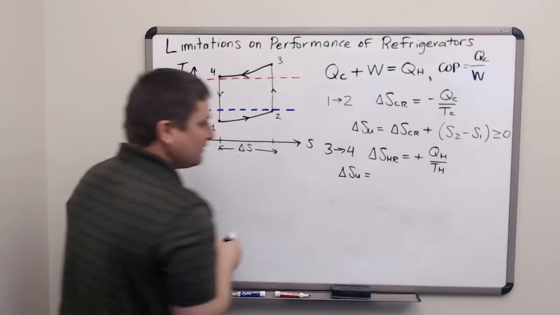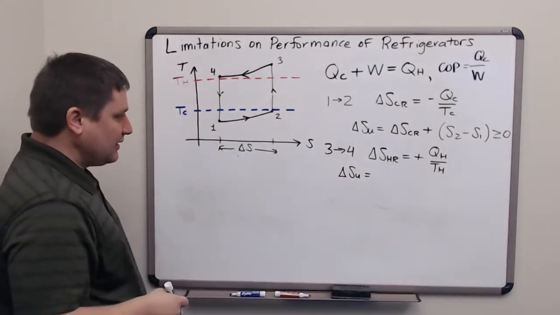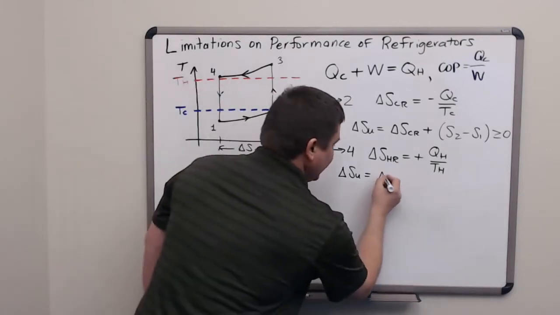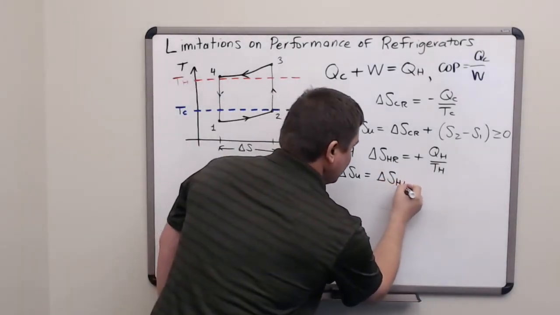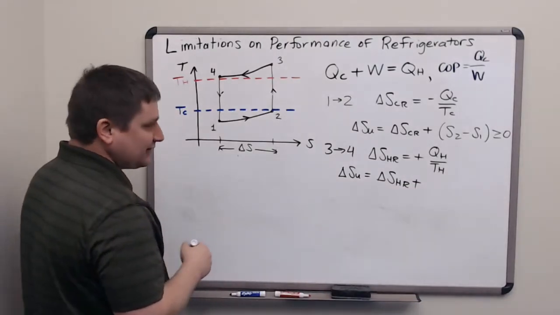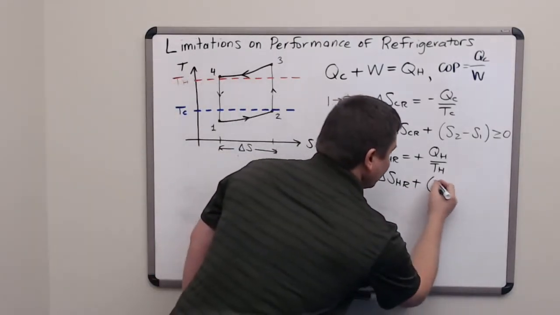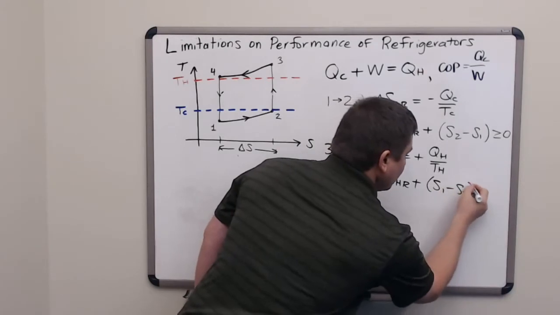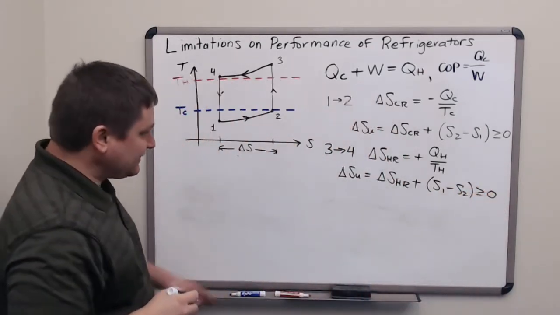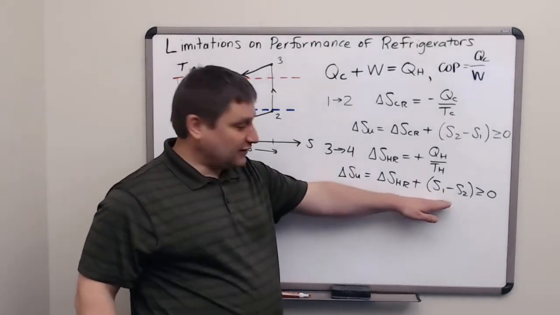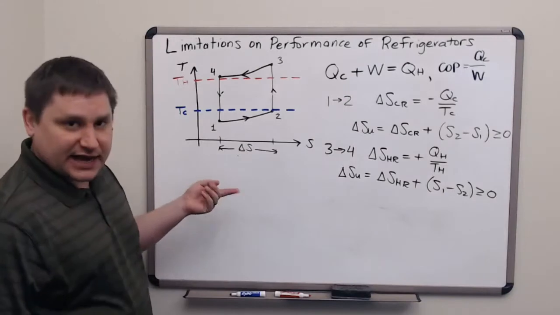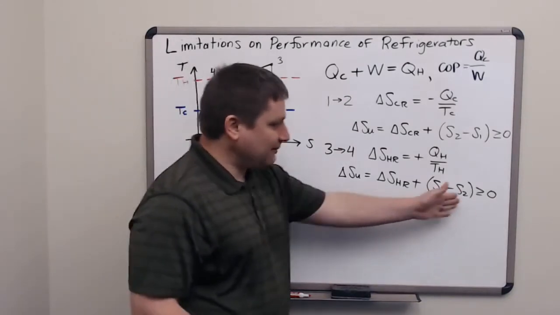Again, that ejection must be in accordance with the second law. So the change in entropy of the universe, which is equal to the change in entropy of the hot reservoir plus the change in entropy of the working substance, must be greater than or equal to 0. In this step, the working substance loses entropy. So S1 minus S2 is a negative entropy value, but the sum must still be positive.